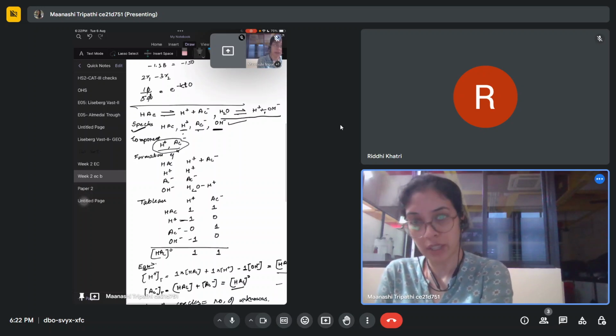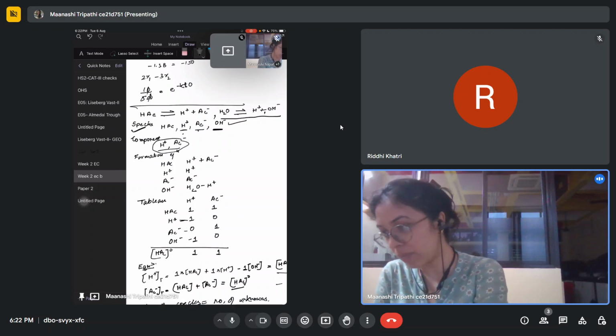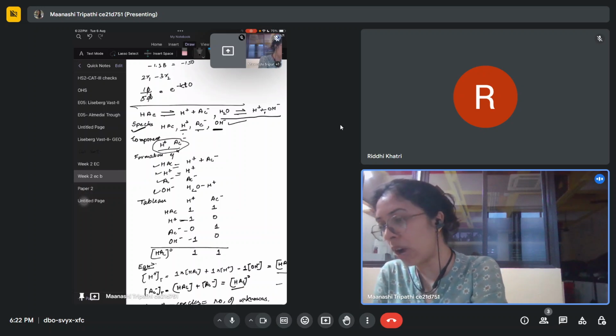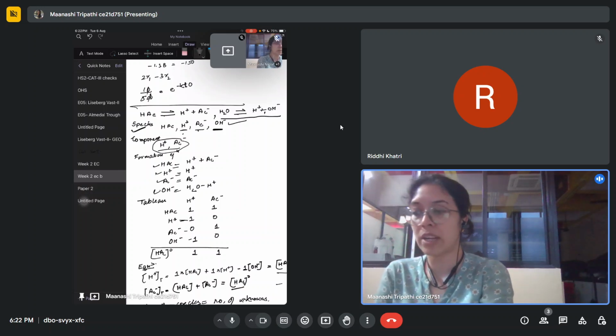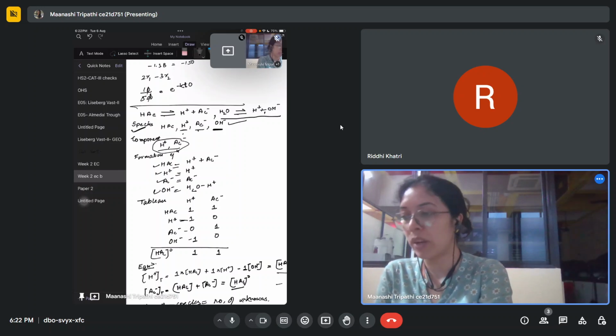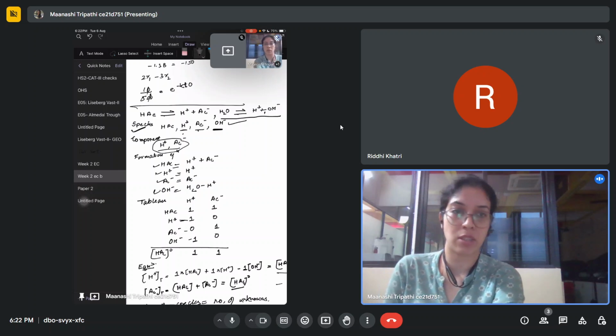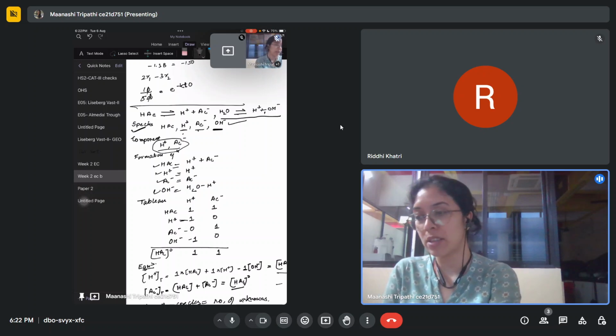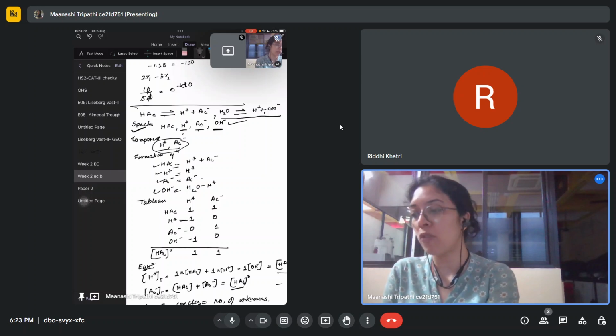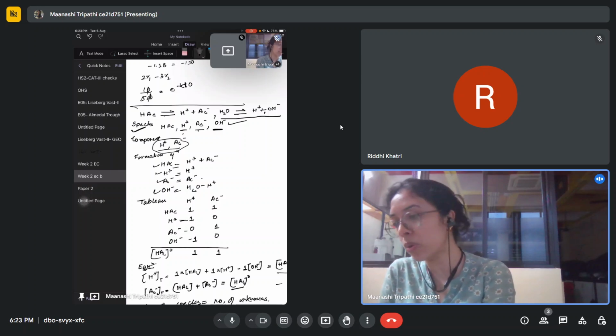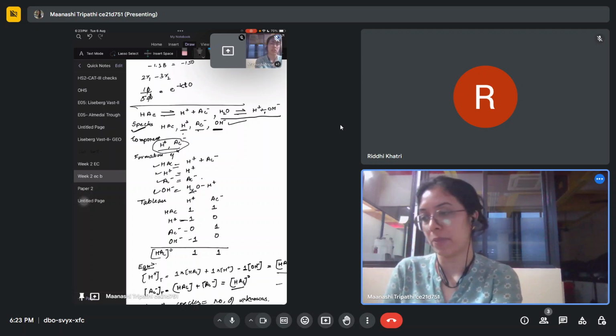From here we wrote the formation equations. These are the different species. So how are we getting these species? By writing the number of components. Like for HAC it will be H plus plus AC negative. For H plus, obviously just one H plus is required. For AC, we have a similar component as species. For OH, it can be written as H2O minus H plus.